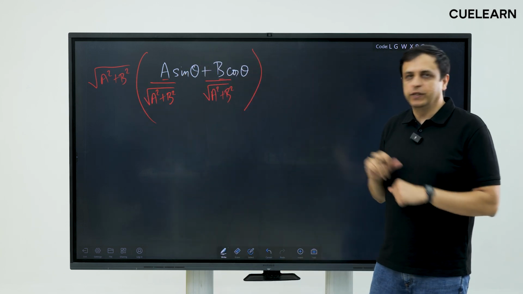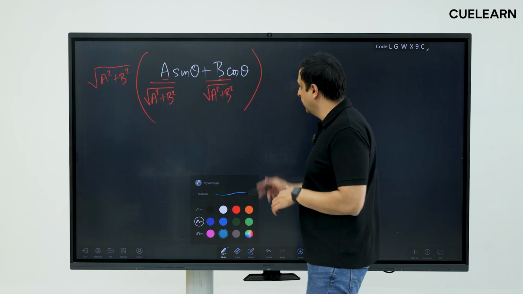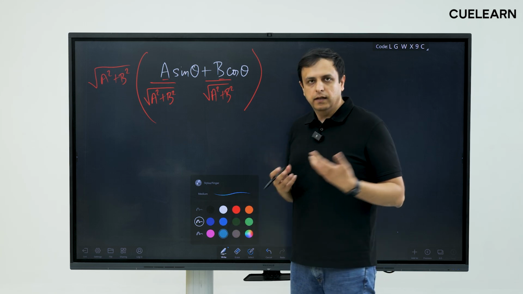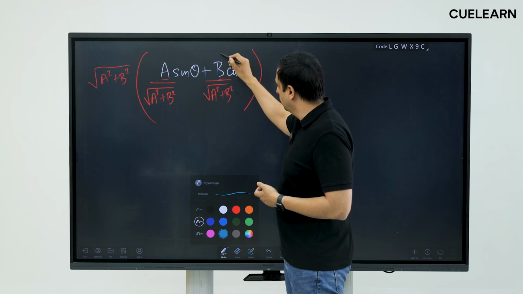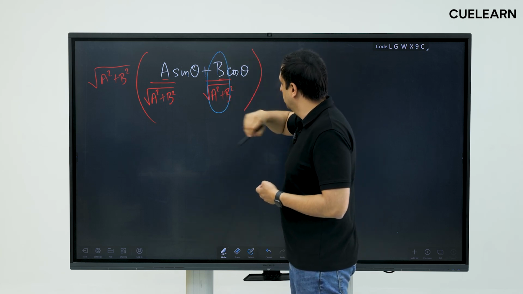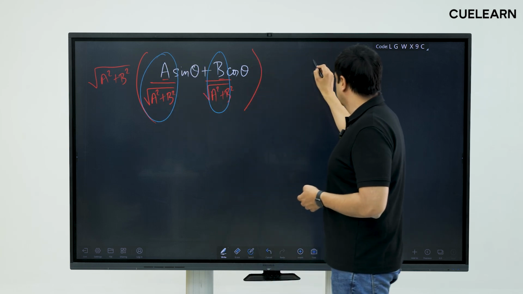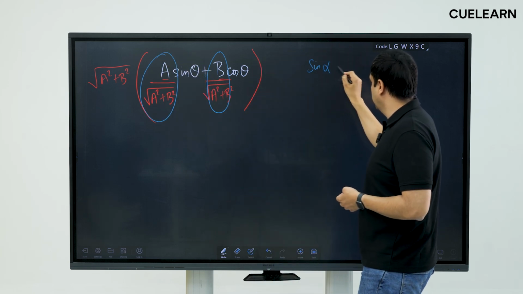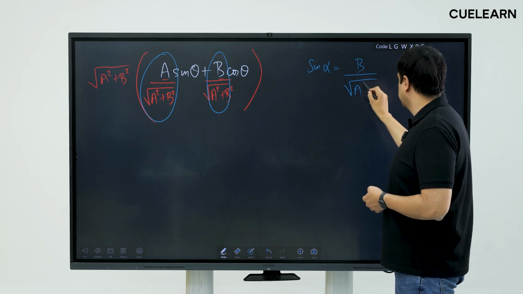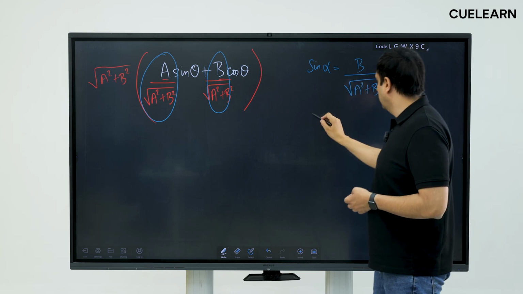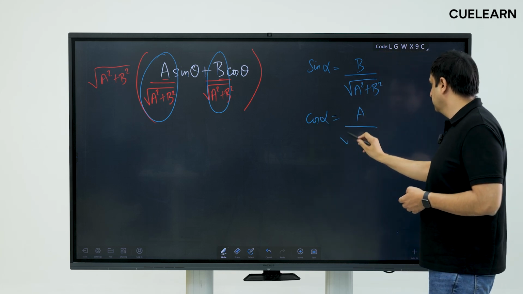Now, why did we do this? What this allows us to do is claim that there is a certain angle, let's call it alpha, such that the sine of alpha is this term and the cos of alpha is this term. So, the sine of a certain angle alpha is b by root a square plus b square, and the cos of that angle is a by root of a square plus b square.